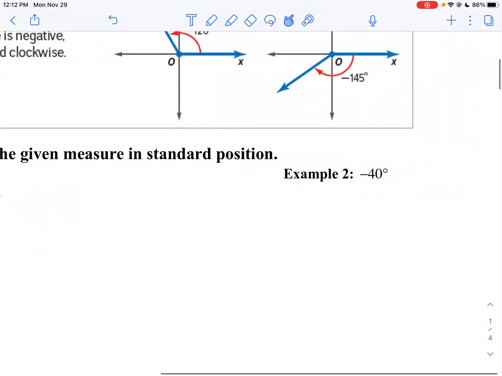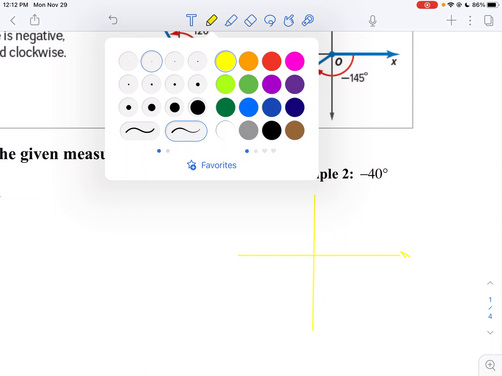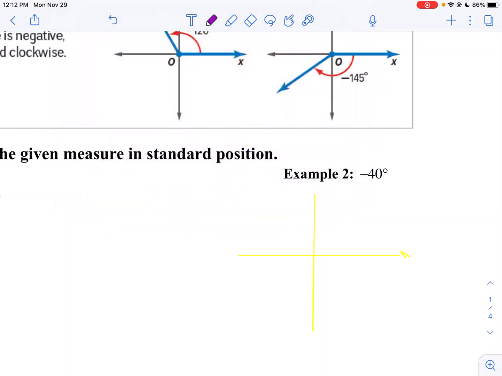Let's take a look at negative 40 degrees. So once again, I'll draw my coordinate plane. Notice it's negative, so I'm going to go in the clockwise direction this time. And when I go around clockwise, I'm going to start at 0 degrees. And then I'll have negative 90 over here. So here's my positive x-axis, and then I'm going to have negative 40 degrees in the clockwise direction. And that's what we'll do for that.